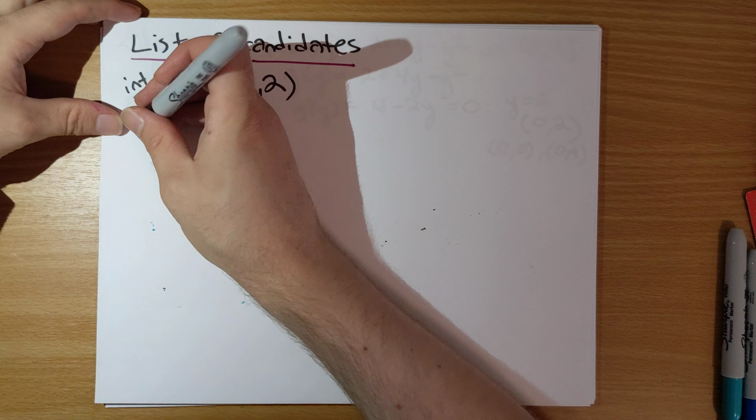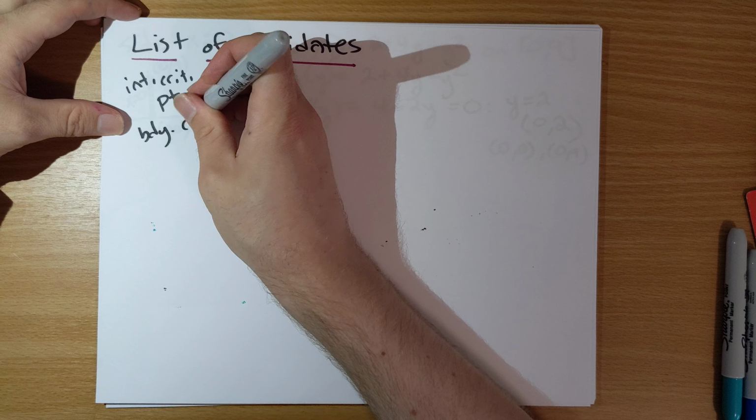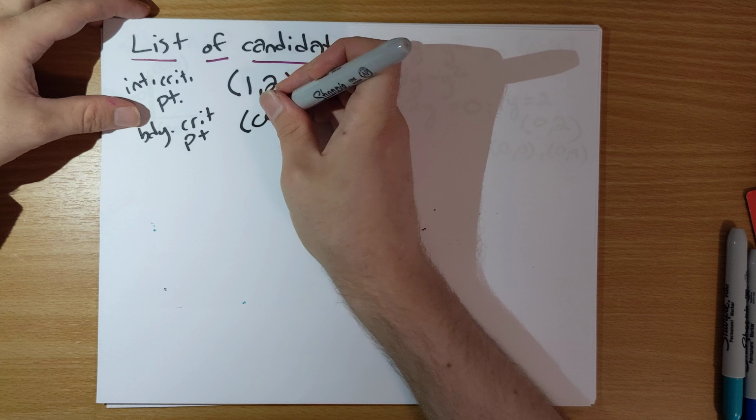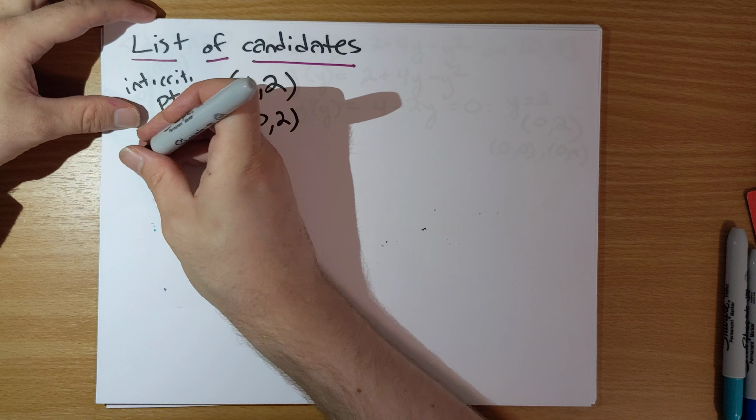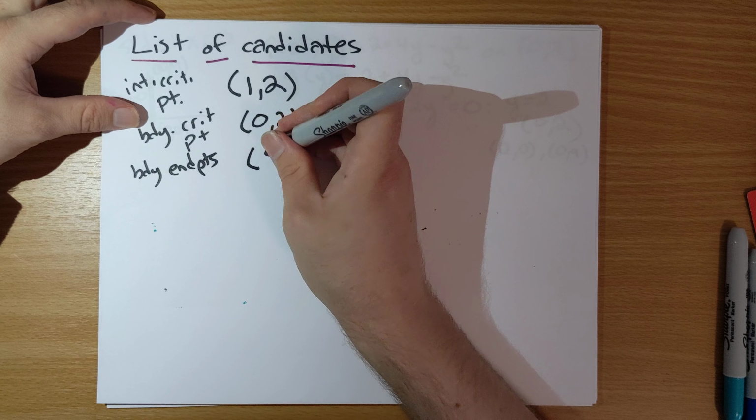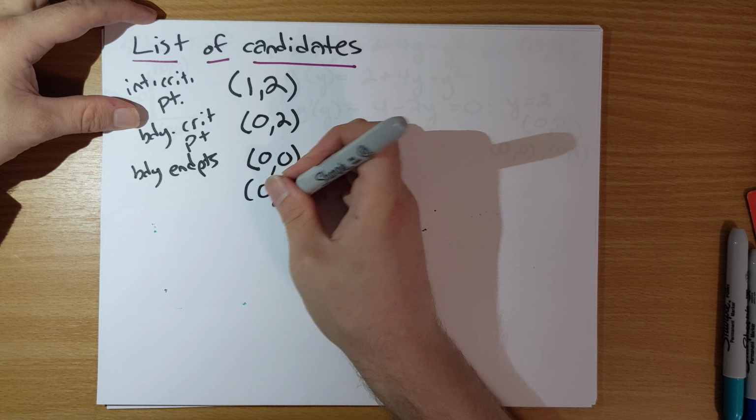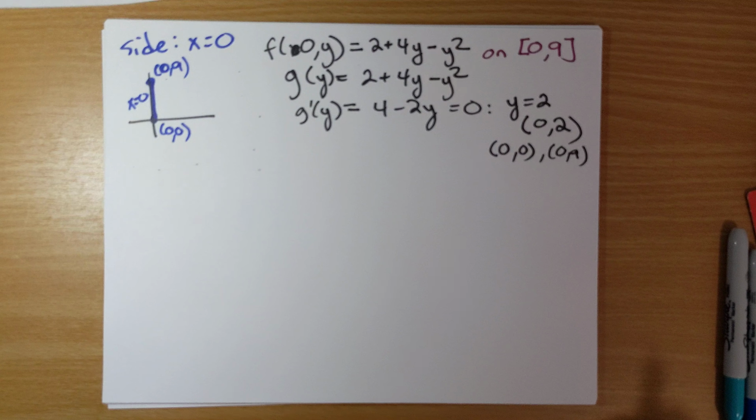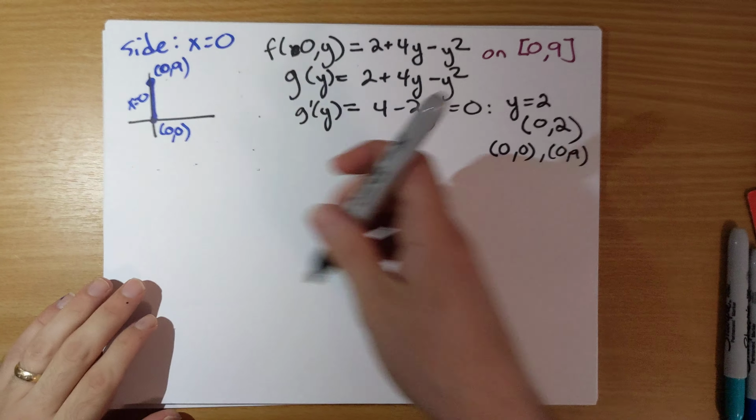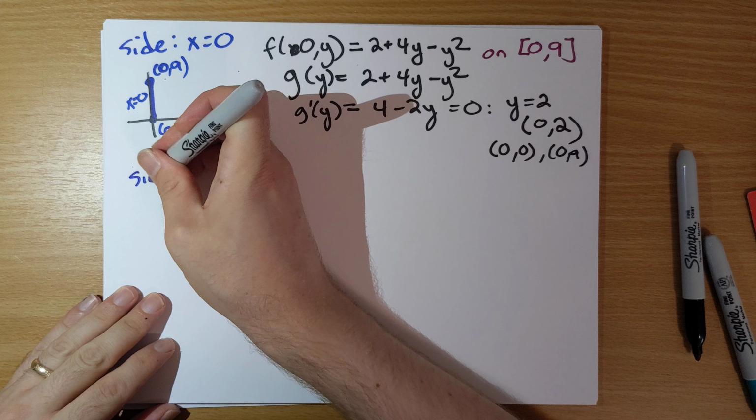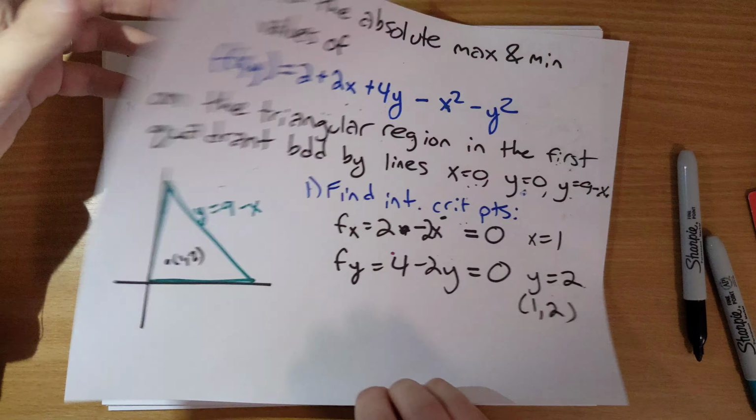So at this point, let's update our list of candidates. We have a boundary critical point at the point (0, 2). And then we have boundary endpoints at (0, 0) and (0, 9). Okay, so one side down, 2 sides to go. Let's do this side here.